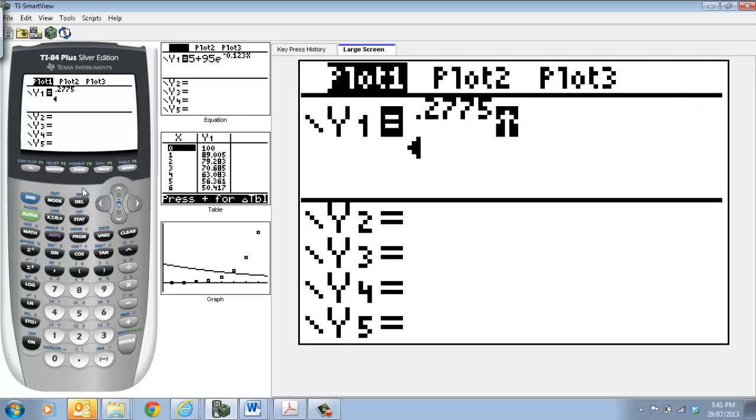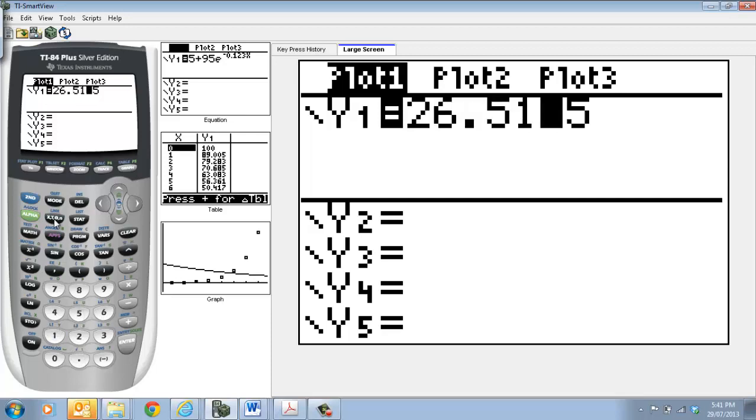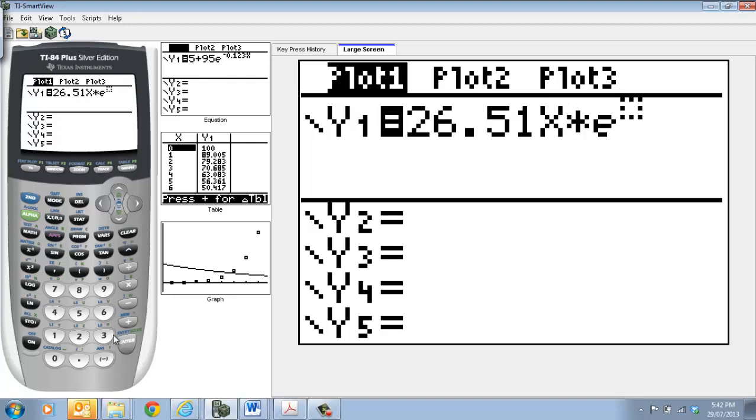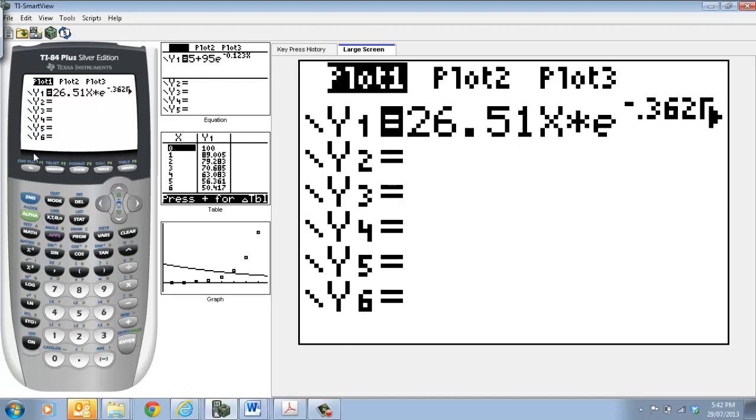I don't know if that worked. I'll need to actually do that again. Sorry. 26.51x times by e to the negative 0.32, negative 628x. Enter. Alright, so that's our function.